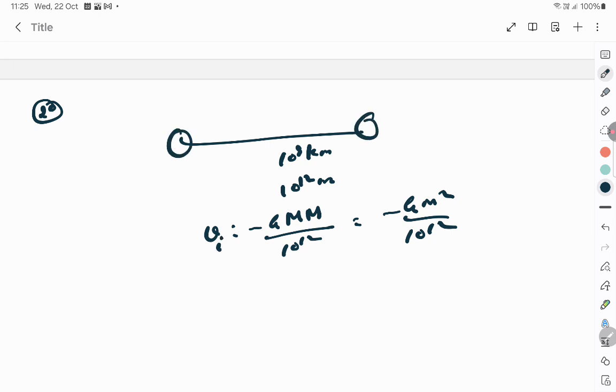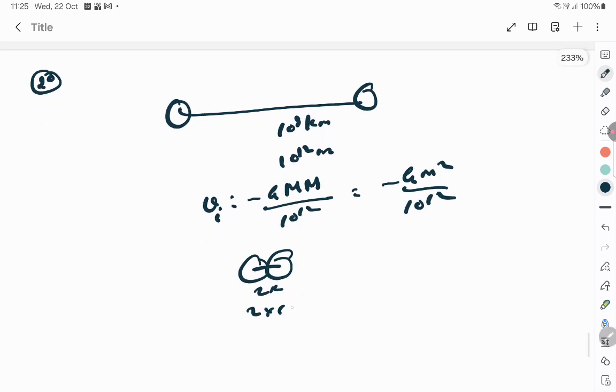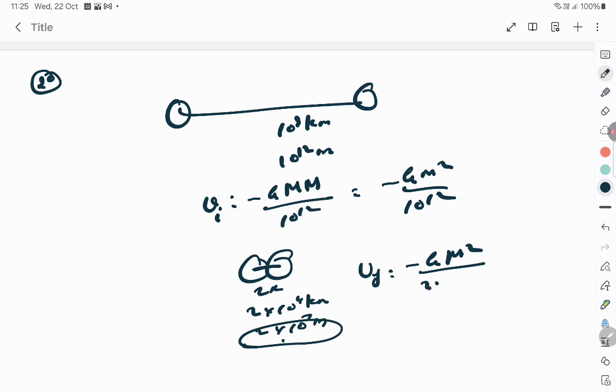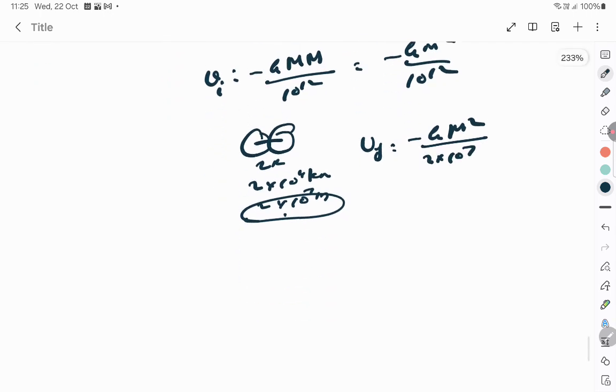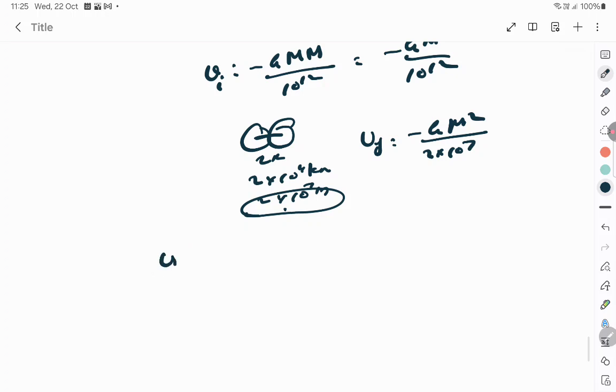That's the initial potential energy. And when these two masses are colliding, the distance between them is radius plus radius, which is 2r. The radius of each star has been given: 2 into 10 to the power 4 kilometer, which is 2 into 10 to the power 7 meters, will be the distance in the second case, when the final potential is G M square by 2 into 10 to the power 7. U initial minus U final will give you delta U, the change in the energy, which you can calculate, and that value they have written to be Gm square by 2 into 10 to the power 7.